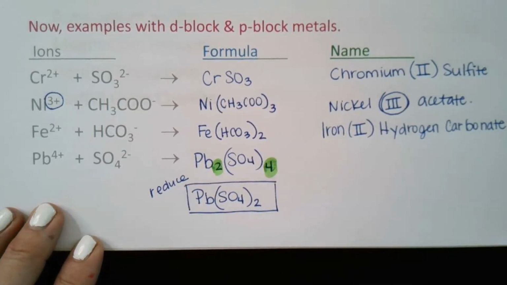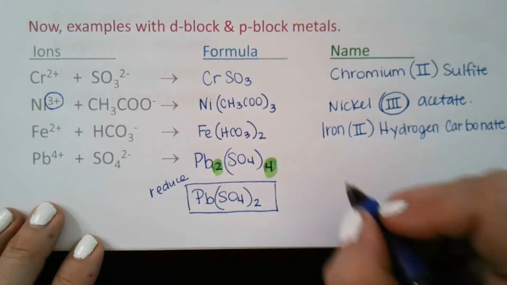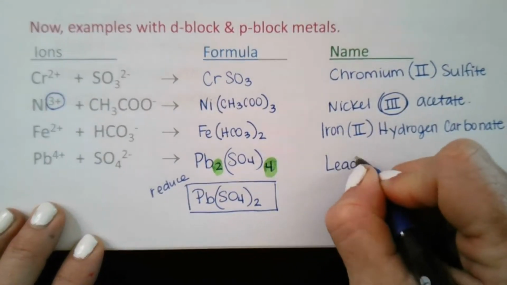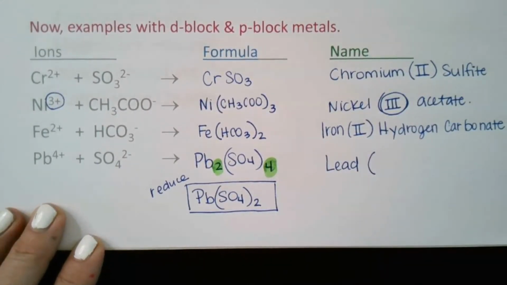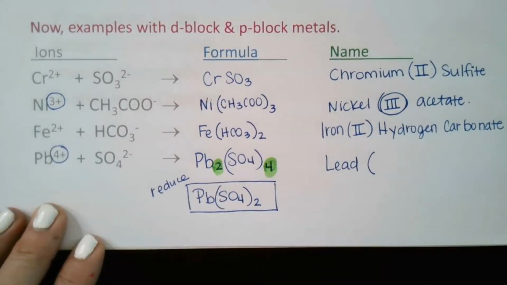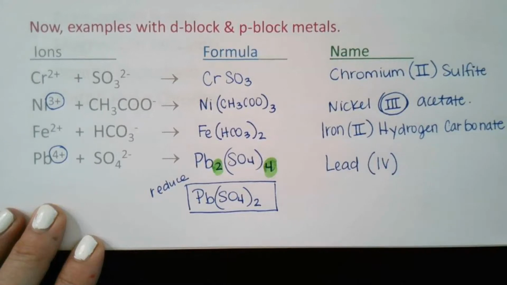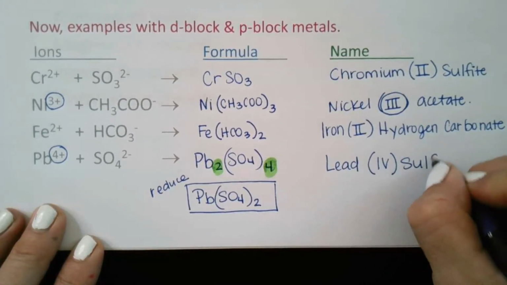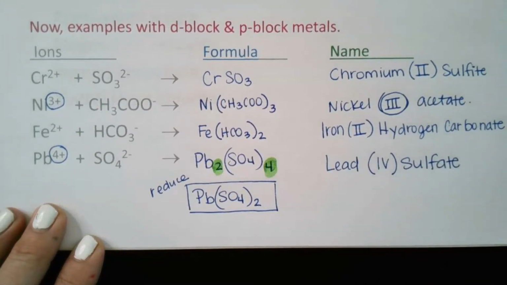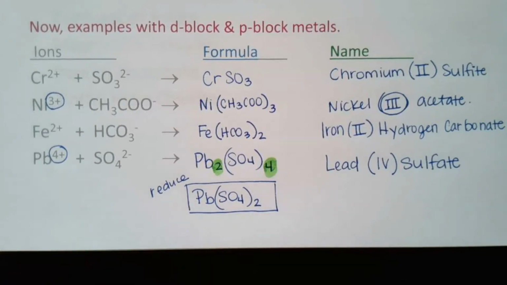And the name for that, Pb, is lead. Lead, parentheses for my charge. My charge is 4 plus, lead 4. And then SO4 2- is sulfate. Lead 4 sulfate. I hope you guys are proud of what you're learning right now. This is complicated, and if you're following along, you're really truly doing a great job. I'm really proud of each of you.